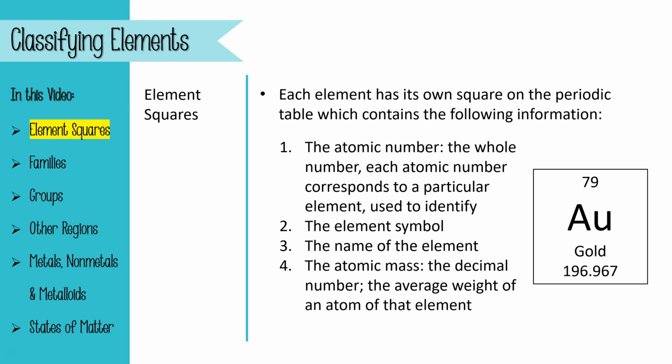Finally, you'll see a decimal number. This is the atomic mass. We'll learn in a couple of weeks that not every atom of the same element has the same mass, hence the need for an average.